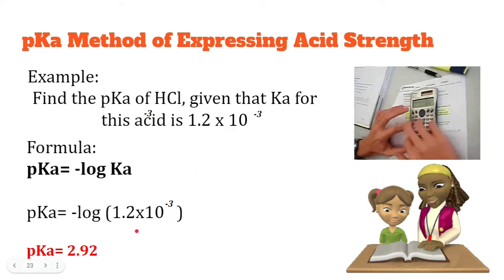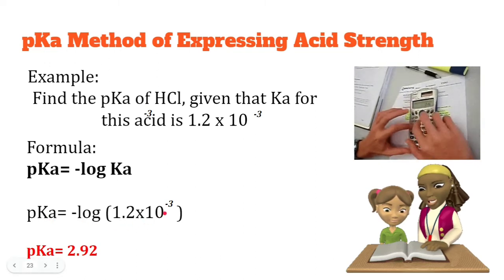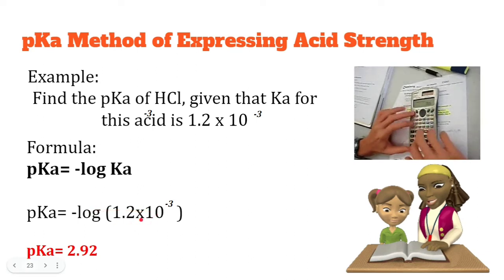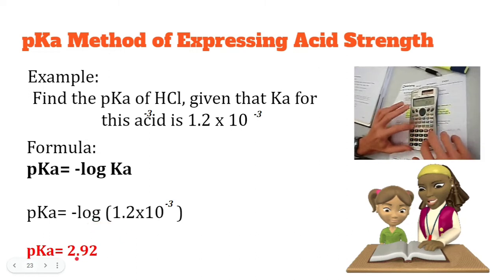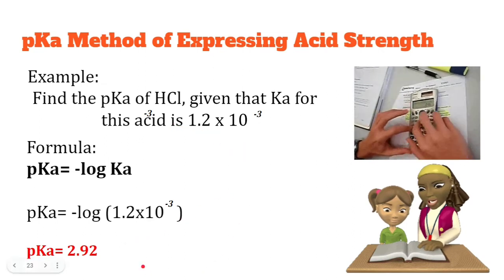Next, substitute the given value: pKa is equal to negative log of 1.2 times 10 raised to negative 3. Use your scientific calculator to check. The answer, once you input this, is 2.92. A pKa of 2.92 is now your final answer.